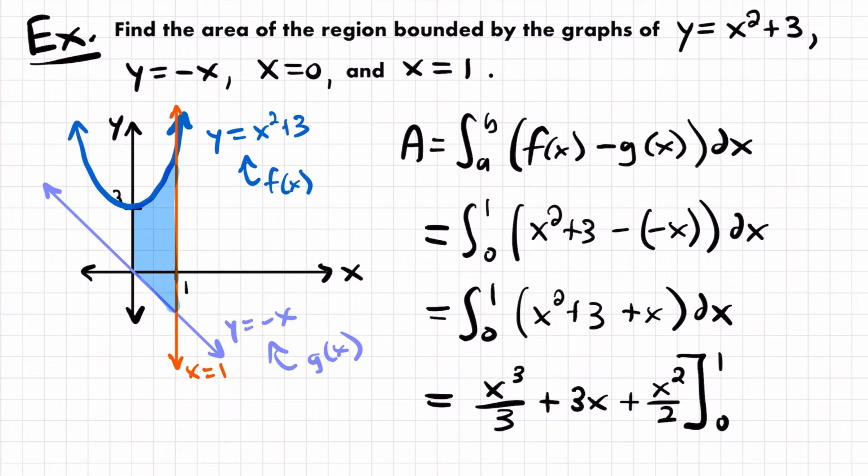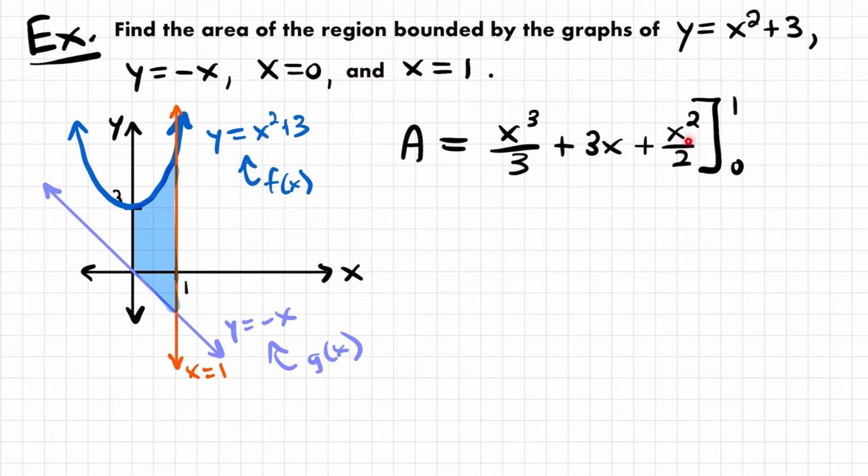All right, and so if we clean up our work here, we can evaluate this to find our area. And so we'll plug 1 into this expression and then subtract plugging in 0 into this expression. And so if we plug in 1, this will be equal to 1 cubed divided by 3 plus 3 times 1 plus 1 squared divided by 2, and then we're done plugging in 1, right? I just replaced each of these x's with 1, and so that's how we got this expression right here.